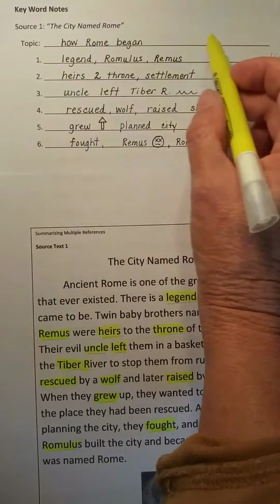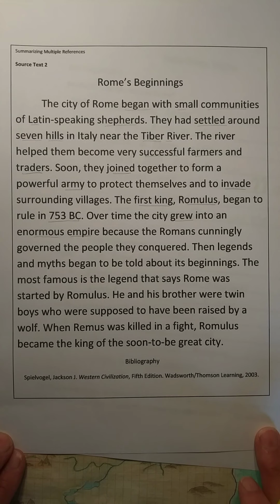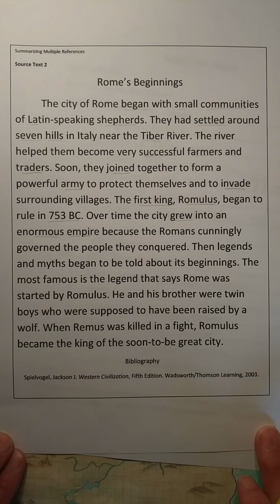Over time, the city grew into an enormous empire because the Romans cunningly governed the people they conquered. Then legends and myths began to be told about its beginnings. The most famous is the legend that says Rome was started by Romulus. He and his brothers were twin boys who were supposed to have been raised by a wolf. When Remus was killed in a fight, Romulus became the king of the soon-to-be great city.